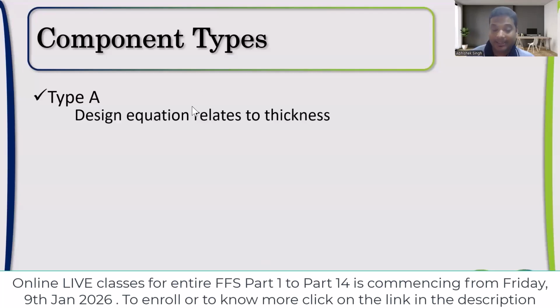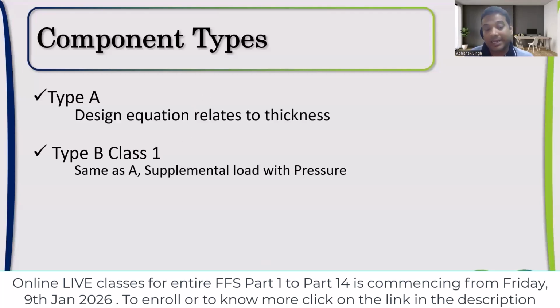Great. So type A has a design equation that relates to thickness. Now type B class 1. What is type B class 1? Any example you can give? Or what do you think will be there for type B class 1? What will be the difference? I think if you go by logic, you will be able to give me the answer: combined loads.